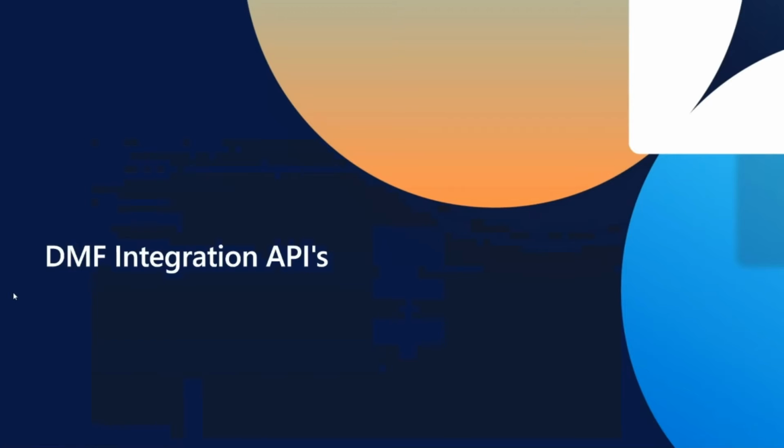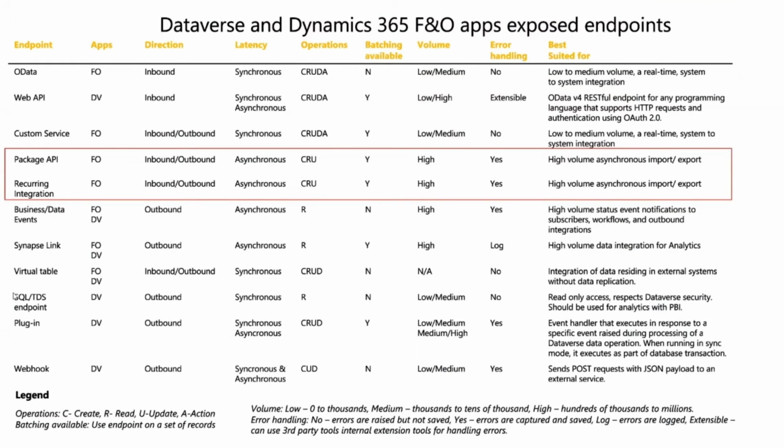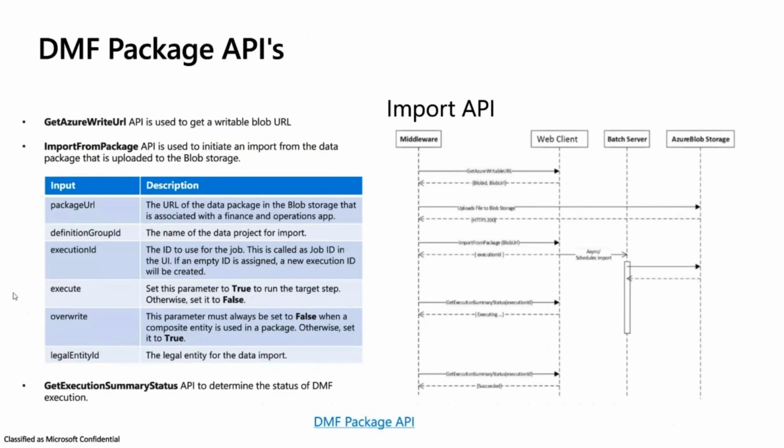Now moving on to our next chapter, which is DMF Integration APIs. So in session 1, just a quick recap. In terms of DMF Integration APIs, we have 2 capabilities. One is you can use the package APIs or recurring integration. Both are suitable for inbound, outbound, asynchronous integration for high volumes. Now let's deep dive into each of them and see what's the major differences between these 2. So first is package API.